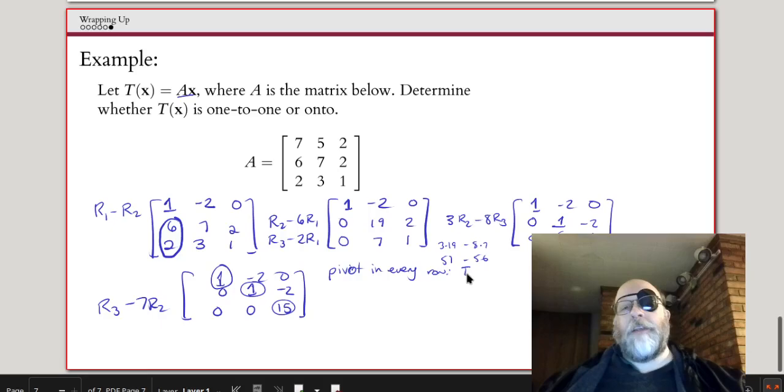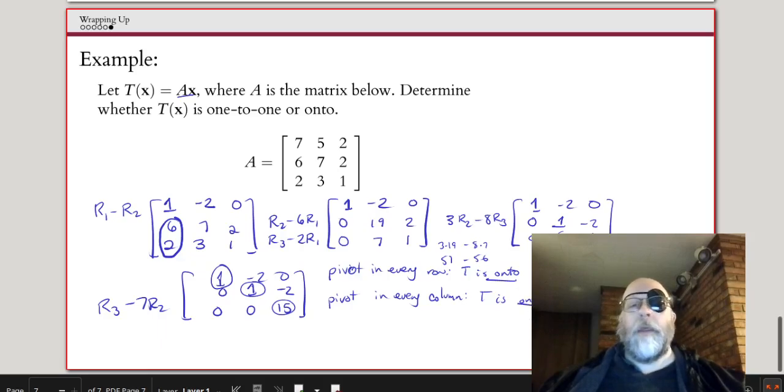And that means that T is onto, and pivot in every column, T is 1-to-1. So, in fact, T is both onto and 1-to-1.